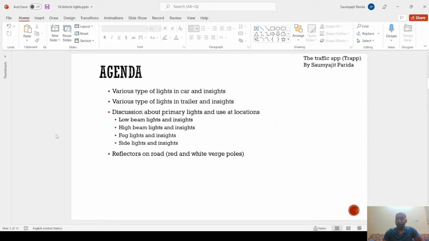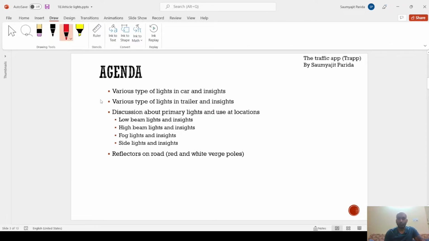Then coming to the agenda. We will be covering various types of lights in the car and the associated insights, various types of lights in the trailer and the associated insights. Then a discussion about primary lights and their use at locations. We covered a little bit in previous videos, but we'll cover it in detail here. And at the end, reflectors on the road.